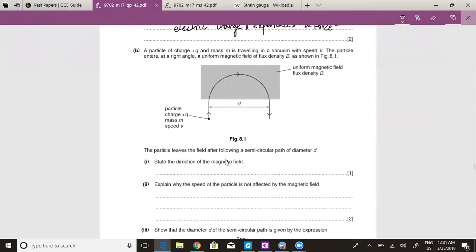A particle with charge q and mass m. State the direction of the magnetic field. So if you use the left hand rule, let's check out where v cross B is. This is moving to the right, so it's a plus charge. Guys, use your own hands. You should at this point be comfortable with using your own hand.